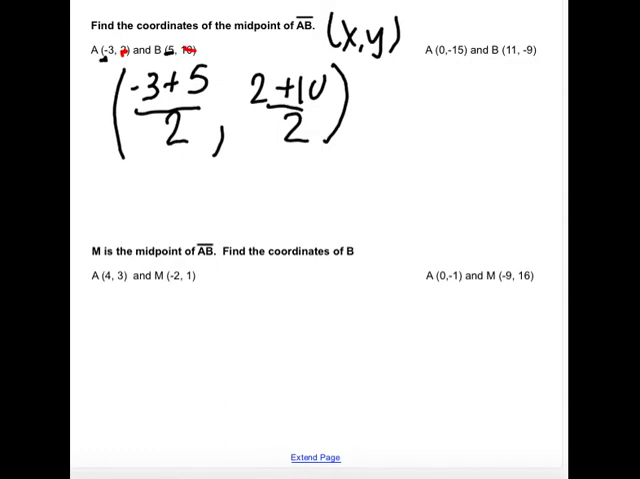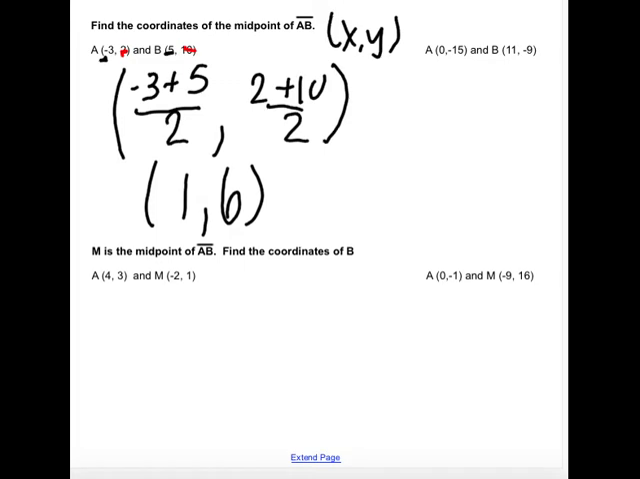So my first coordinate, I get 2 over 2, aka 1. My second coordinate, I get 12 over 2, aka 6. So my midpoint of A and B is 1, 6. Okay? The other thing we can do is find another coordinate.